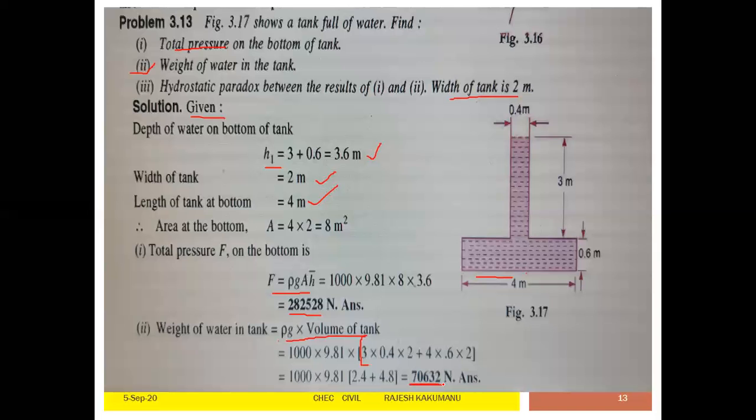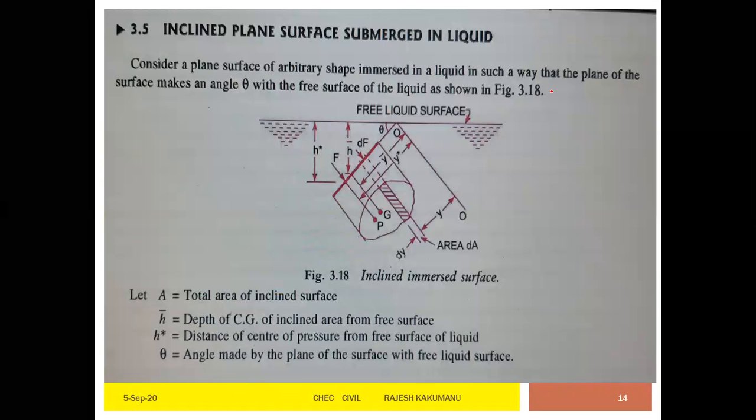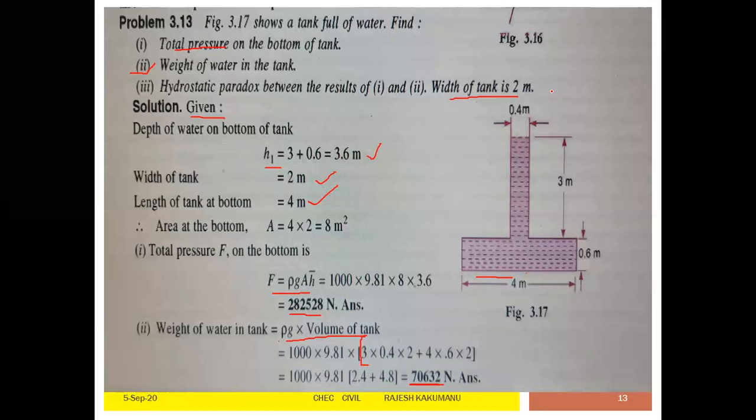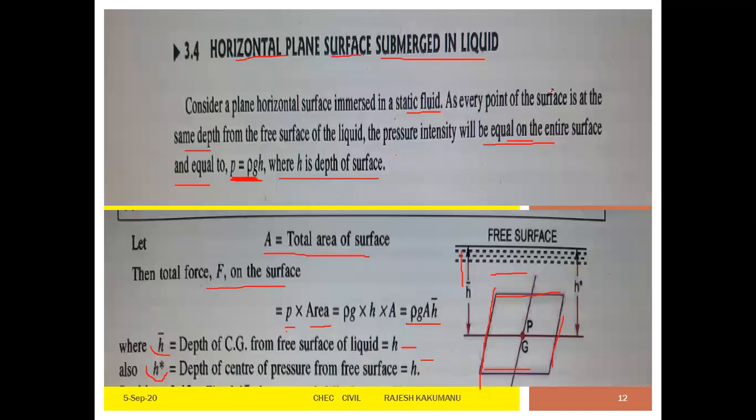What is the next thing you have to find? The hydrostatic paradox. So we got the difference in the results: 28,2528 newtons for the pressure force, whereas here you get 70,632 newtons, by taking the width of the tank as 2 meters. Like this, that is the simple case where we use horizontal plane surfaces.